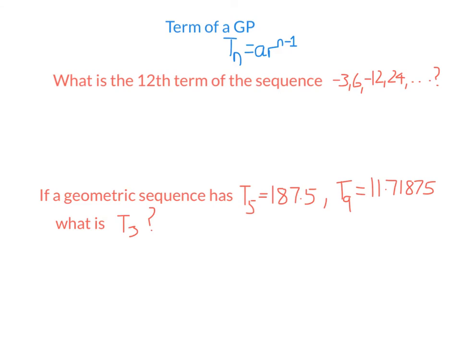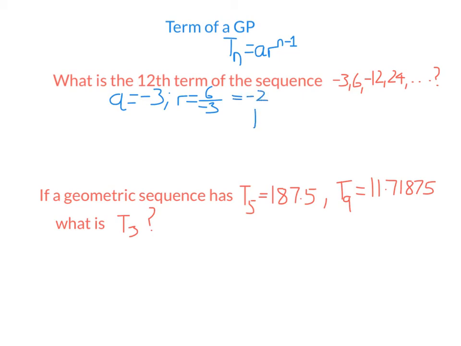So the formula for the nth term of a geometric progression or geometric sequence is given here: a r to the power of n minus 1. So let's use it on this question here. What's the 12th term of this sequence? Well, clearly in this sequence, a is equal to minus 3. That's the first term. Now, r is the common ratio. If you're not sure what it is, just divide a couple of terms. So the common ratio here is 6 divided by minus 3. It's also minus 12 divided by 6, which is minus 2.